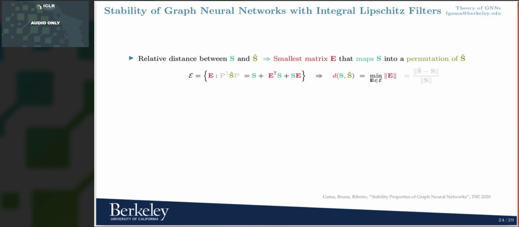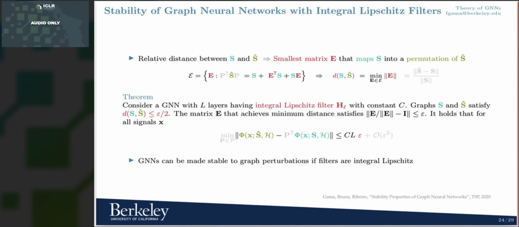Now, we can get a stability result when the GNN consists of filters that are integral Lipschitz. Consider a GNN with L layers having integral Lipschitz filters H_L with constant C. Graphs S and S hat are such that their relative distance is less or equal than epsilon over 2. Then it holds that for all signals X, the difference in the output between a GNN that runs on S and one that runs on S hat, both GNNs with the same set of filters H, is bounded by epsilon, which is the distance between S and S hat. In essence, GNNs can be made stable to graph perturbations if filters are integral Lipschitz.